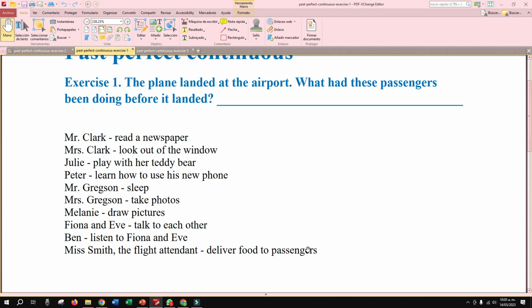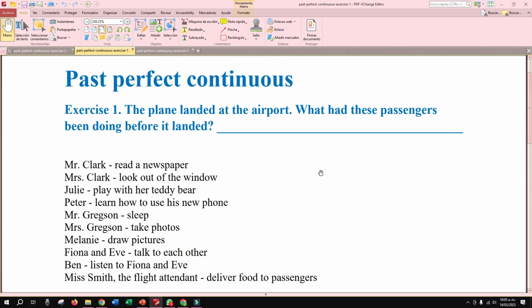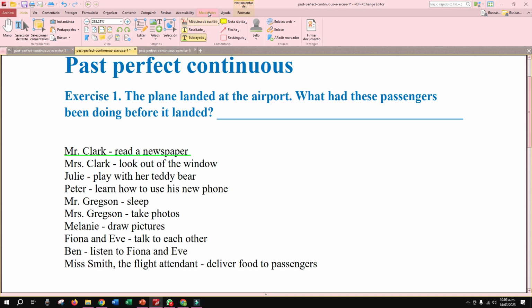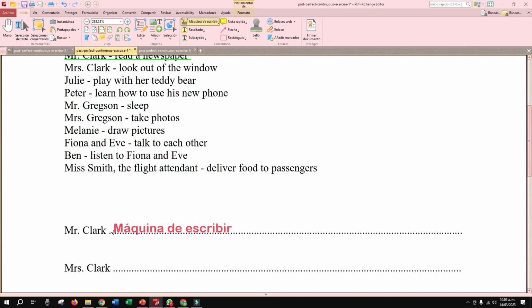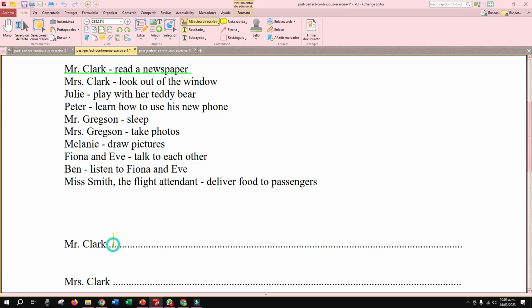So, you need to write down sentences using the past perfect continuous. Let's do the first one together. You have there, Mr. Clark read a newspaper. So we're going to do the first one. Mr. Clark, we're going to follow the rules, the grammar structure, right?